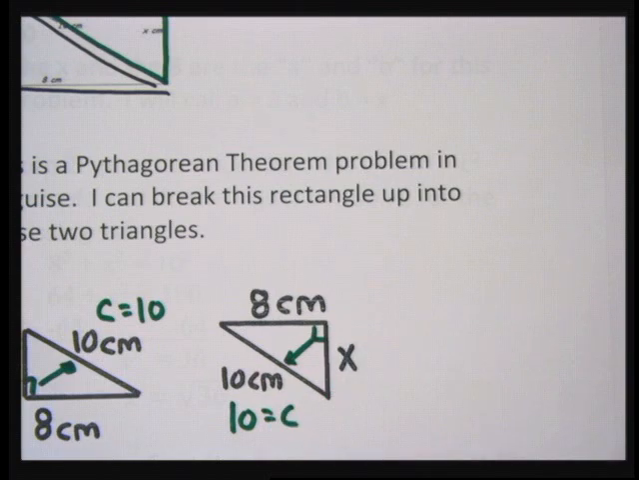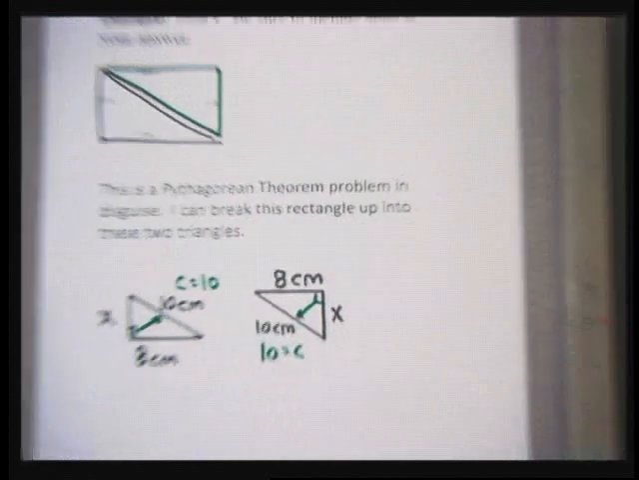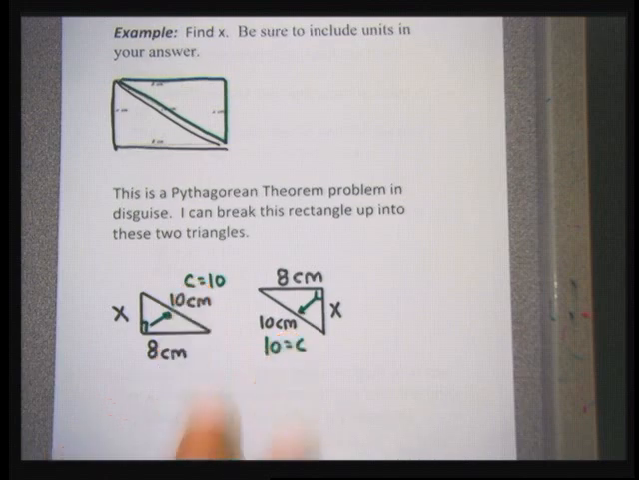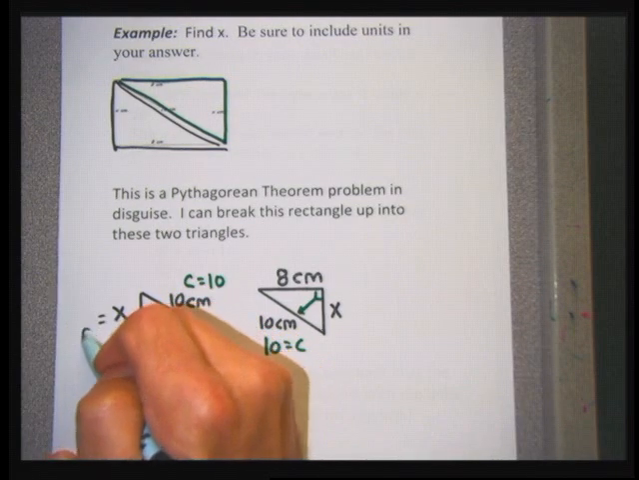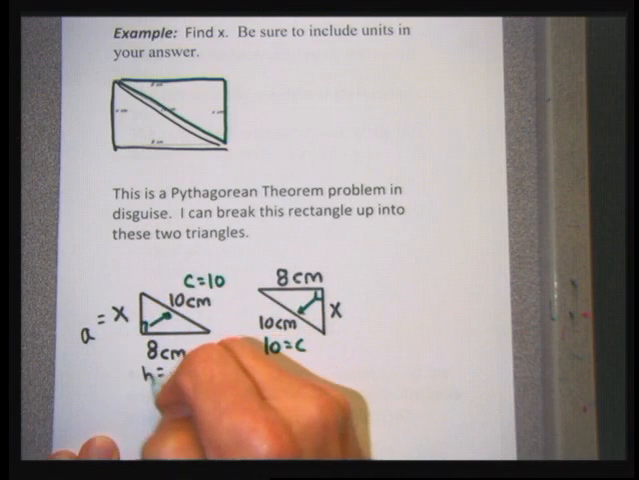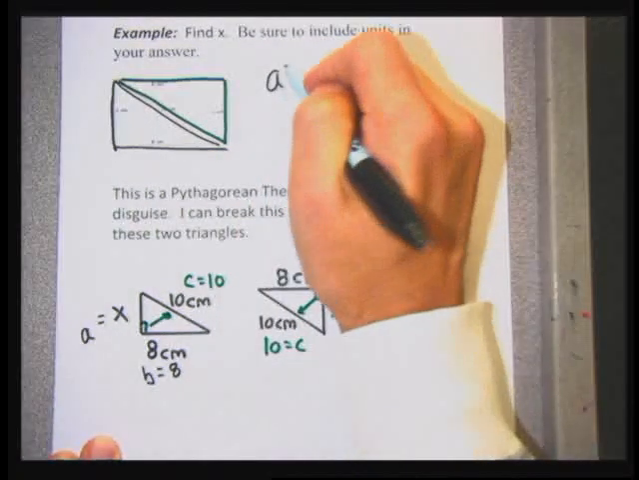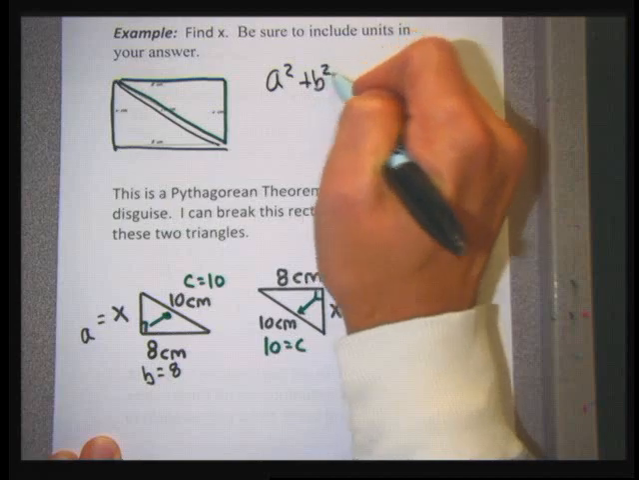So what I need to do is break that rectangle up into 2 triangles. Both triangles have the same sides, and I only need to work with one of the triangles to get my answer. So now I'm going to get my answer by labeling the sides A, B, and C. The C in both triangles is going to be the 10, and in either triangle I can call the x side A or B, and the 8 side A or B. Those are interchangeable, but I'm going to use A equal to x, B equal to 8, C equal to 10. You could use A equal to 8, B equal to x, C equal to 10, and you'll get the same answer for x.